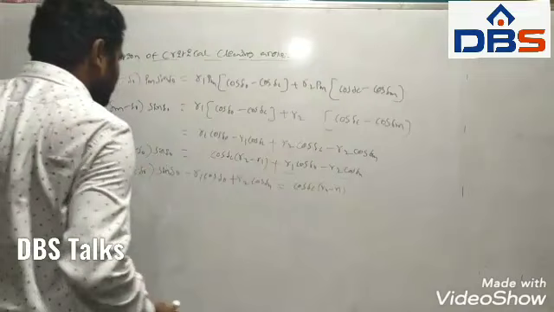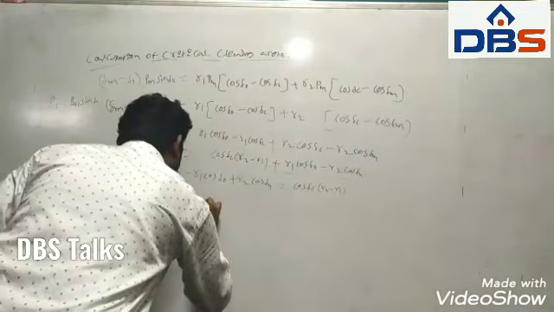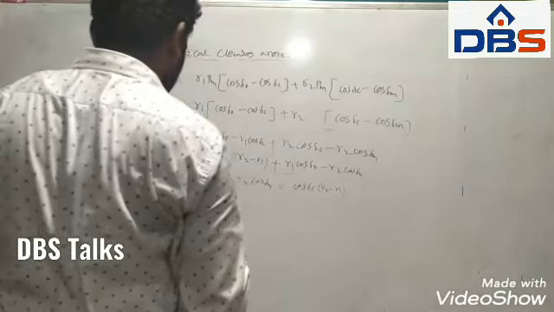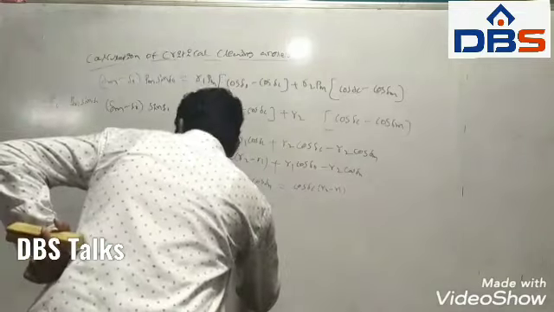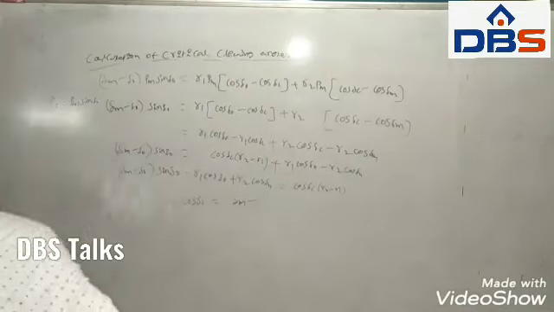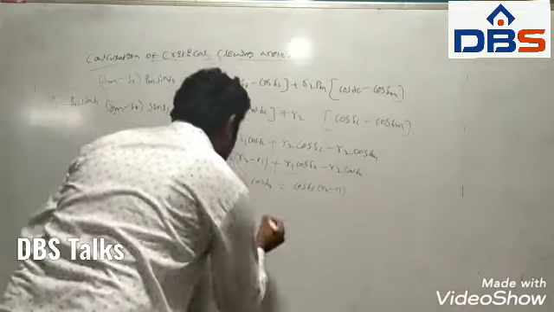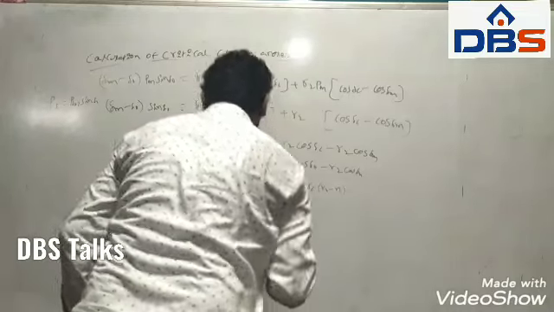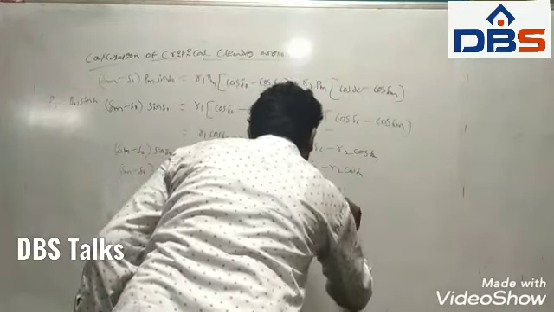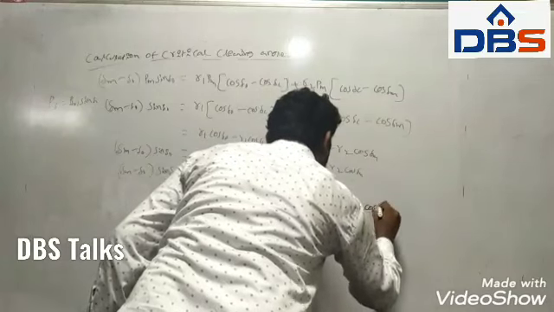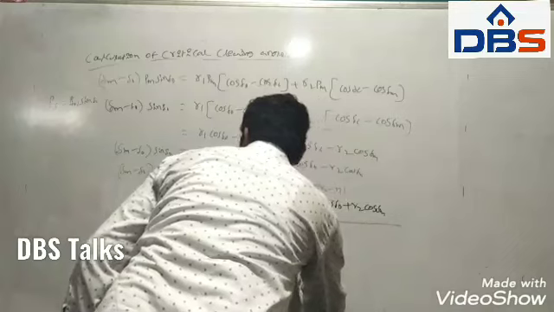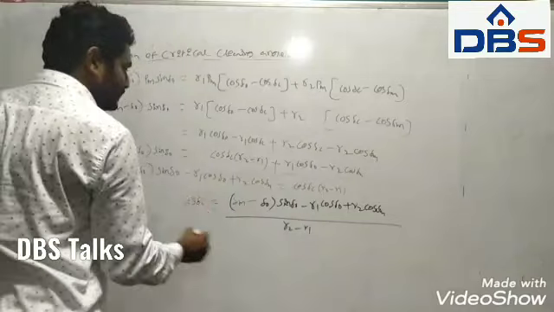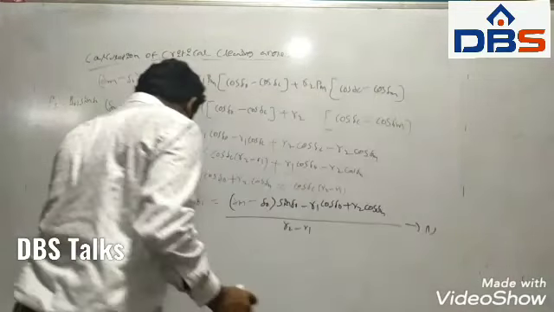So from this one I am writing that cos delta c is equal to (delta m minus delta naught) into sin delta naught minus r1 cos delta naught plus r2 cos delta m, divided by (r2 minus r1). So this is the cos delta c value. Treat this as the first equation, and next one.